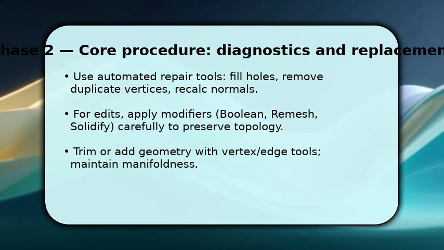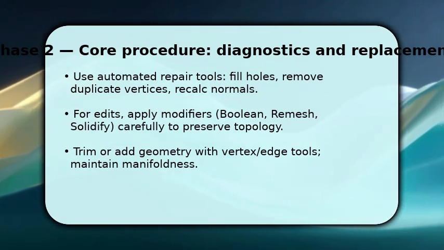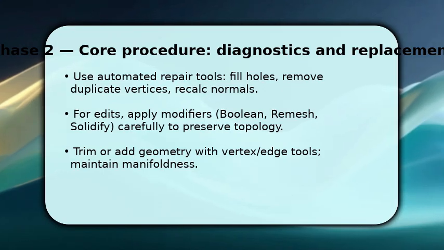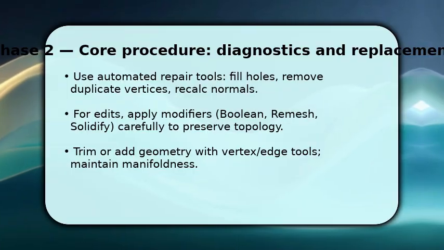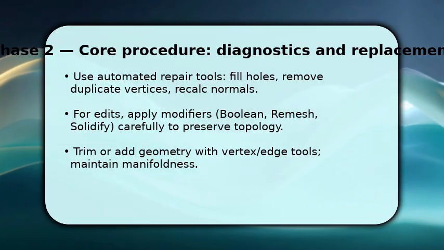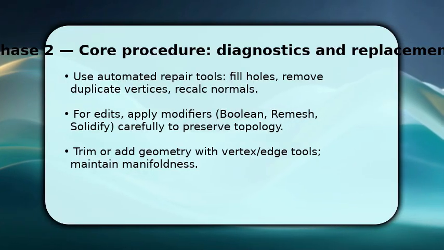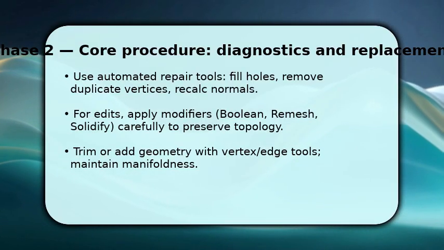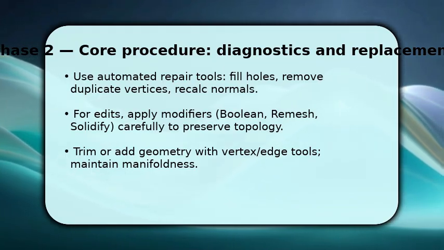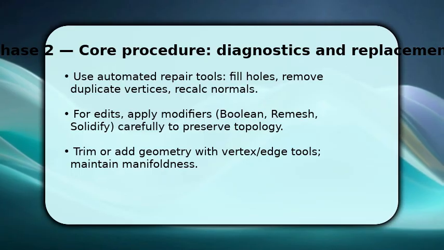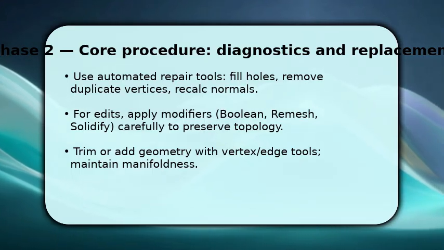Next, repair and modify the mesh. Run automated fixes to fill holes, remove duplicate vertices, and recalculate normals. This reduces downstream failures. Then plan your edits. Use Boolean operations to cut or join parts, but apply them in steps and inspect topology after each operation. When changing thickness, apply solidify. When refining detail, use remesh at controlled settings.